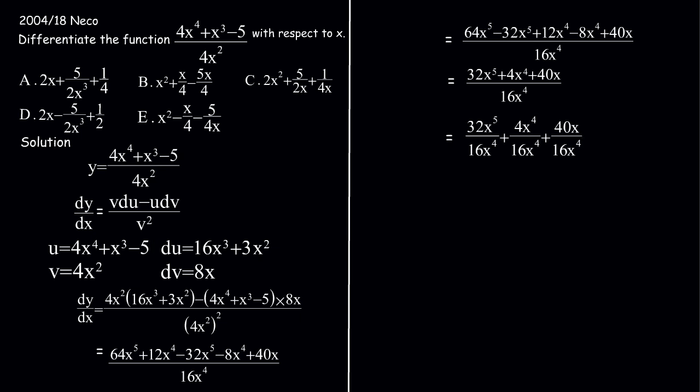Doing so, we are left with 32x to the power of 5 divided by 16x to the power of 4, plus 4x to the power of 4 divided by 16x to the power of 4, plus 40x divided by 16x to the power of 4.